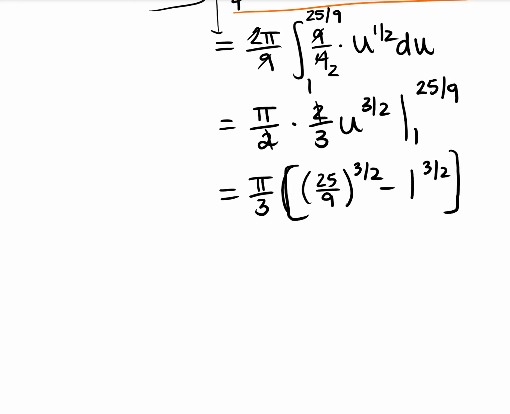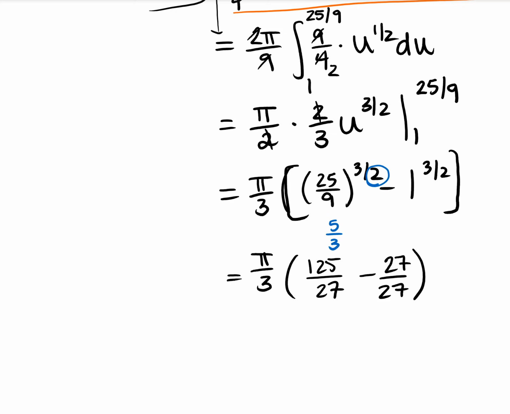So 25 ninths to the 3/2. Square root of 25 ninths is 5/3. And then I'm going to cube that. That's what that means. So I have 125, that's 5 cubed, all over 27, right? 3 cubed. And then 1 to the 3/2 is just 1, but I'm going to have minus 27/27 because I want to get a common denominator.